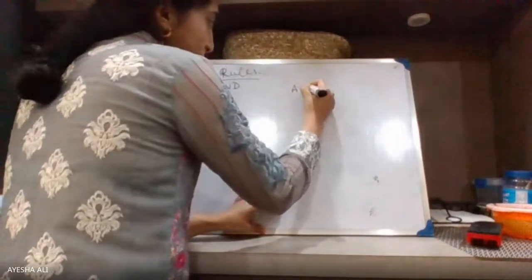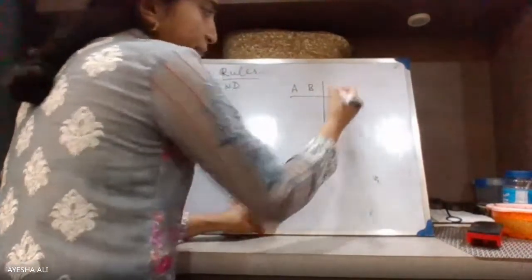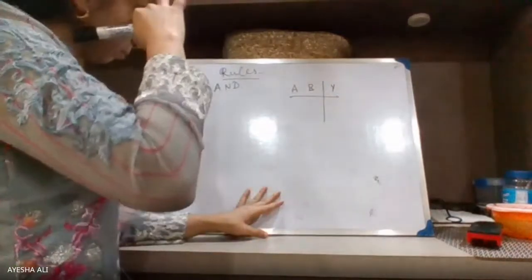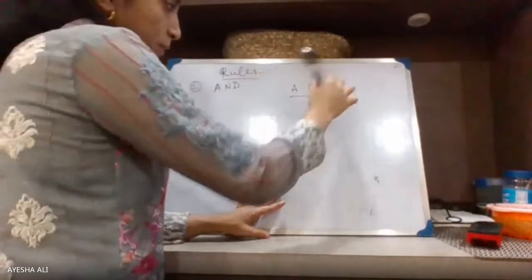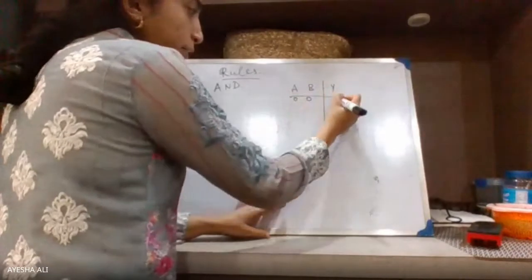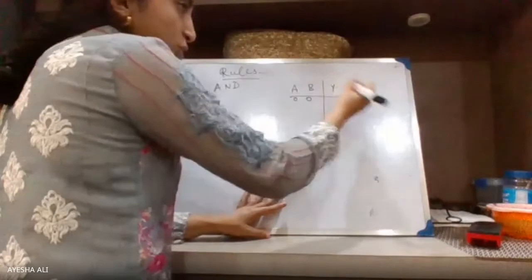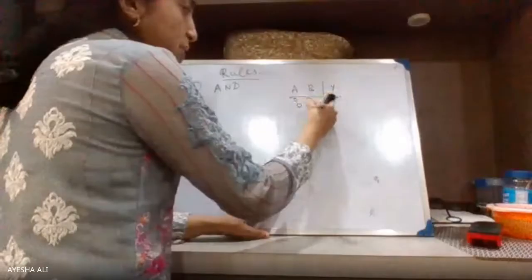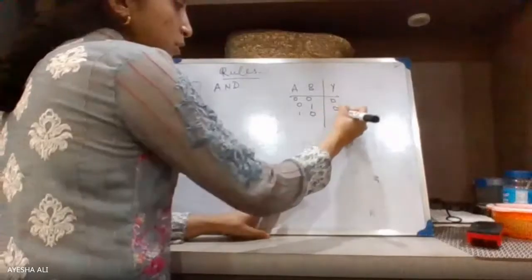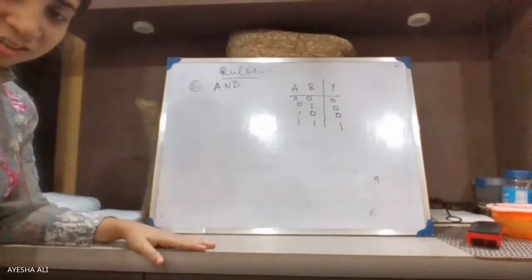Okay, now AND. A and B are my two inputs and Y is my output. So 0 0 gives 0, 0 1 gives 0, 1 0 gives 0, and 1 1 gives 1. All right, this everyone knows.